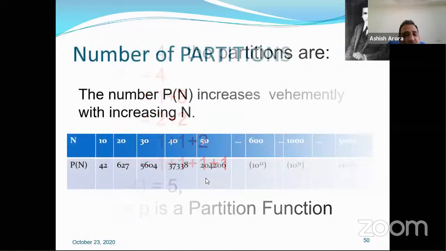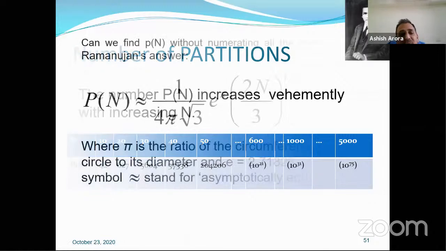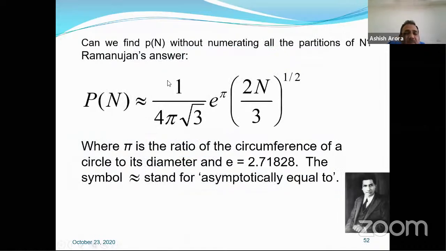ਇਸੇ ਤਰੀਕੇ ਨਾਲ ਉਹਨੇ ਦੇਖਿਆ ਕਿ 5 ਦੀਆਂ 7 ਪਾਰਟੀਸ਼ਨਸ ਹਨ, 10 ਦੀਆਂ 42 ਪਾਰਟੀਸ਼ਨਸ ਹਨ, 20 ਦੀਆਂ 627 ਪਾਰਟੀਸ਼ਨਸ ਹਨ, 30 ਦੀਆਂ 5604 ਪਾਰਟੀਸ਼ਨ ਹਨ. ਉਸੇ ਤਰੀਕੇ ਨਾਲ 5000 ਨੰਬਰ ਦੀਆਂ 10⁻75 ਪਾਰਟੀਸ਼ਨਸ ਹਨ. ਉਹਨੇ ਇੱਕ ਜਨਰਲ ਫਾਰਮੂਲਾ ਦਿੱਤਾ ਕਿ ਹਾਊ ਕੈਨ ਵੀ ਕੈਲਕੂਲੇਟ ਦ ਨੰਬਰ ਆਫ ਪਾਰਟੀਸ਼ਨਸ ਆਫ ਅ ਨੈਚੁਰਲ ਨੰਬਰ. ਸੋ ਇੱਕ ਜਨਰਲ ਰਿਜ਼ਲਟ ਉਹਨੇ ਇਵੋਲਵ ਕੀਤਾ ਕਿ ਅਪਰੋਕਸੀਮੇਟਲੀ ਇੰਨੀਆਂ ਪਾਰਟੀਸ਼ਨਸ ਇੱਕ ਨੰਬਰ ਦੀਆਂ ਹੋ ਸਕਦੀਆਂ ਹਨ.